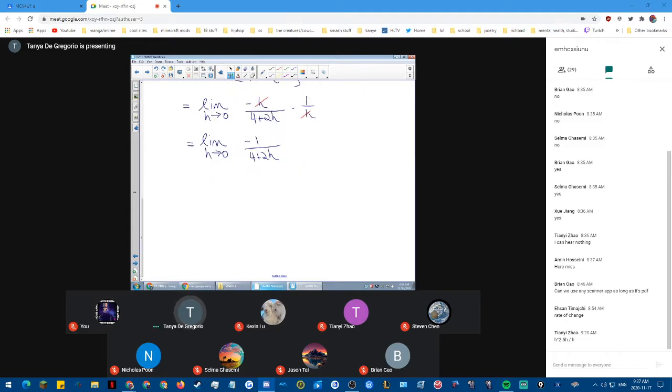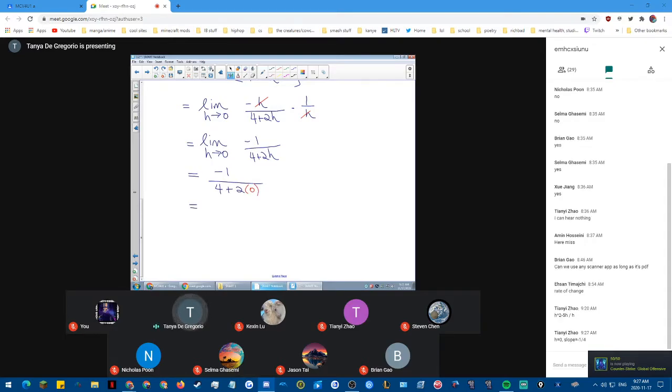And now I've got to take my limit. So what do I do? I want to take that limit. What do I do? You sub in h is equal to 0. Got it, thank you. And I get negative one. Therefore, the slope of the tangent at x equals 2 is negative 1 over 4.